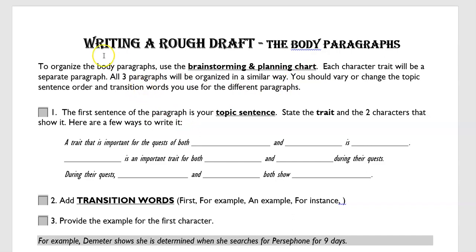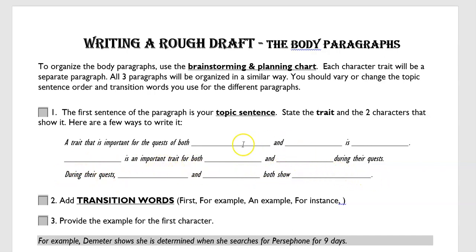So what do we do? Well, the first thing we need to do is write a topic sentence. The topic sentence is, what is our paragraph about? Well, our paragraph is about how these 2 characters show the same character trait. So we want to mention the character trait, and we want to mention the 2 characters. There are different ways to write it, many more than this. These are 2. A trait that is important for the quests of both Demeter and Daedalus is determination. I could also put the trait first: Determination is an important trait for both Demeter and Daedalus during their quests. Or I could start with: During their quests, Demeter and Daedalus both show determination.